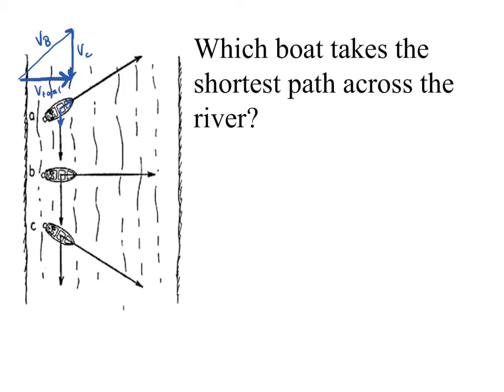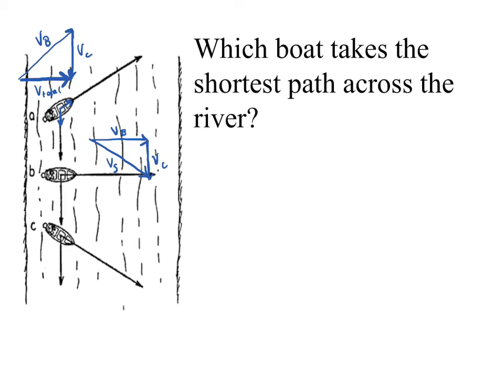But let's double check. With B, the boat is heading this way. It's the velocity of the boat. The current is still heading south. But again, I'm going to draw the tip to tail version. So there's the velocity of the current. So it looks like my boat relative to the shore is going along the hypotenuse.